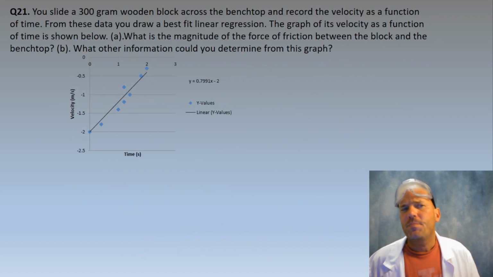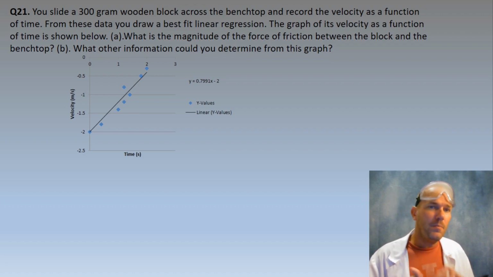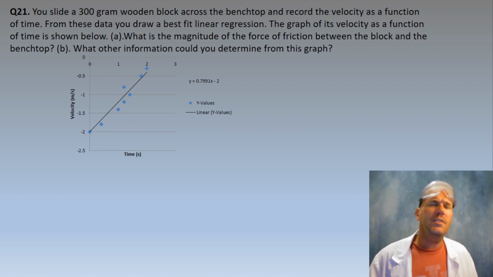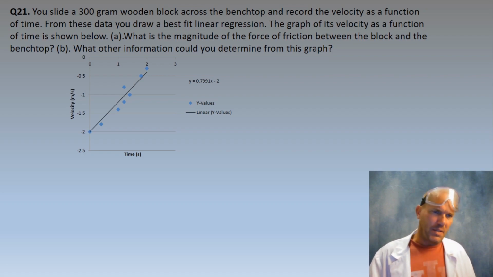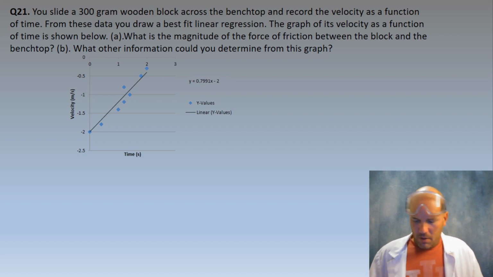Question 21. You slide a 300-gram wooden block across the bench top and record velocity as a function of time. From these data, you draw a best fit linear regression. The graph of its velocity as a function of time is shown here. A. What is the magnitude of the force of friction between the block and the bench top? B. What other information can you gather from this graph here?